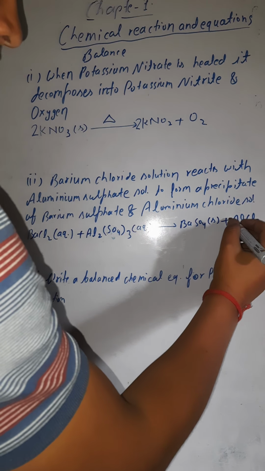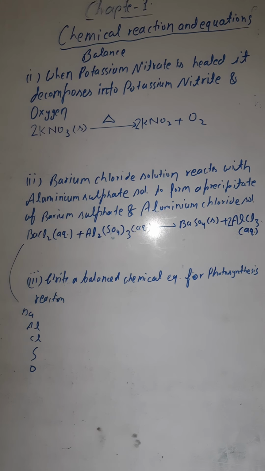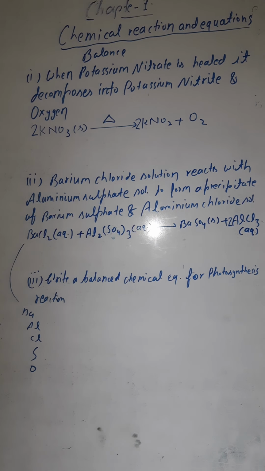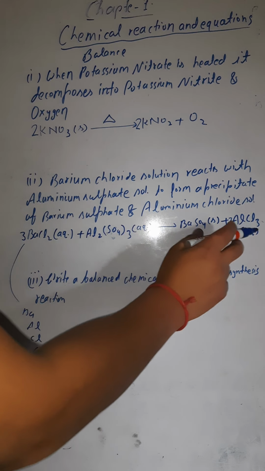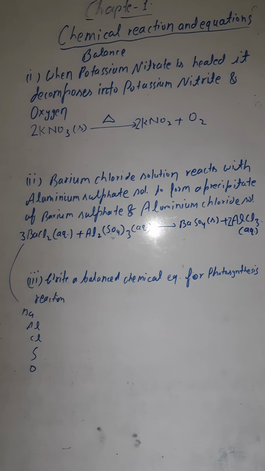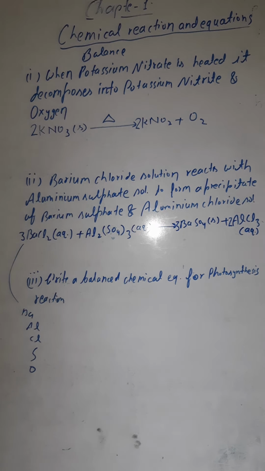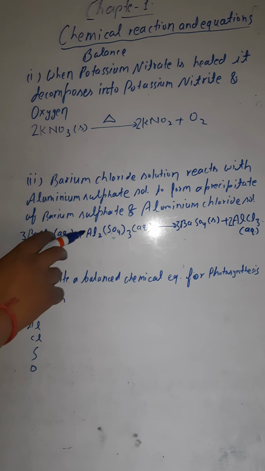So what to do? Write a coefficient 2 here. Now you can see aluminiums are 2 and 2, balanced. Now let's check chlorine. Here 2 atoms of chlorine and there 3 twos, 6 atoms of chlorine. So write 3 here also. Now 3 twos, 6 atoms of chlorine on both sides. Now look at barium: 3 atoms of barium here, but there only 1. So write 3 atoms of barium there also. Now we have balanced barium, chlorine, and aluminium.